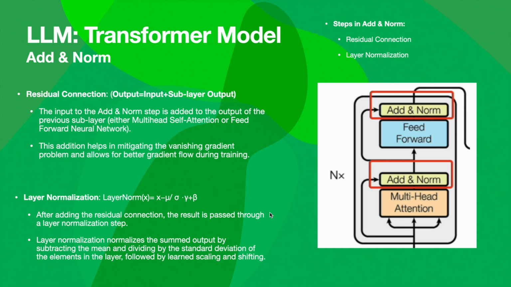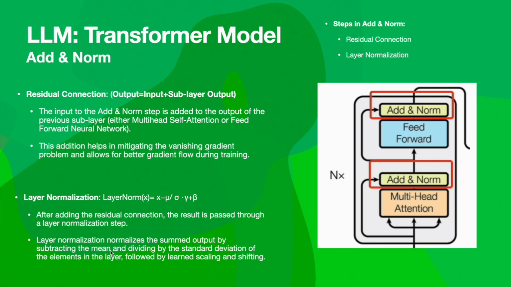So layer normalization is basically x minus mu, that is, x minus the mean, divided by the standard deviation, multiplied by a scaling factor. So this is the layer normalization. I hope you know the concept of normalization, which you might use in CNN, ANN, RNN much of the time to normalize your input data into a similar form, so that after adding this residual connection, the result passes through a layer normalization step.